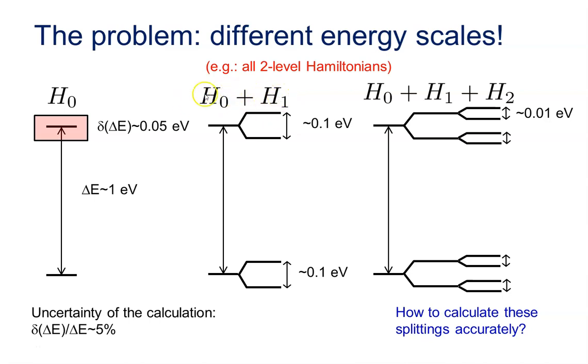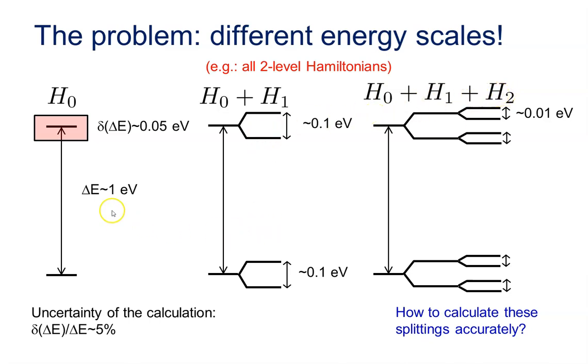So the typical energy scale of this Hamiltonian is about 1 electron volt, and this is 1/10 of that. All right, so you do that, and then you add another perturbation here, which is 1/10 of that. So the splittings will be 0.01 electron volts. So the energy scales here are 100 times smaller than this one. So this is a nice perturbative expansion.